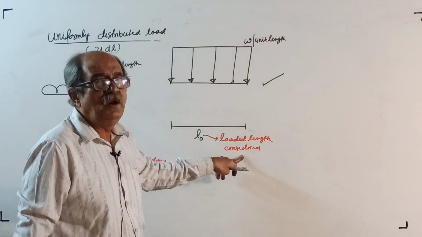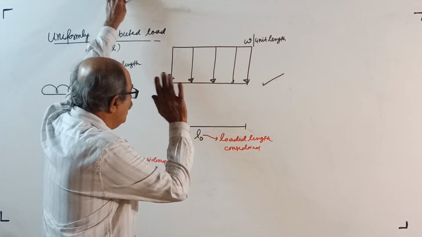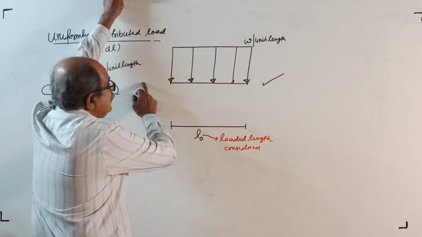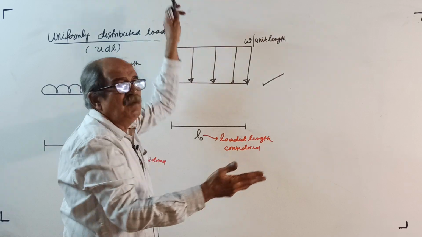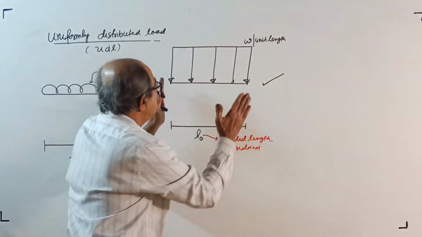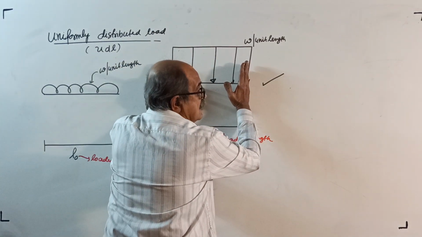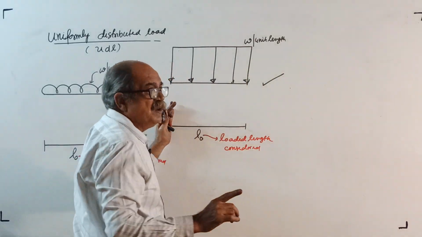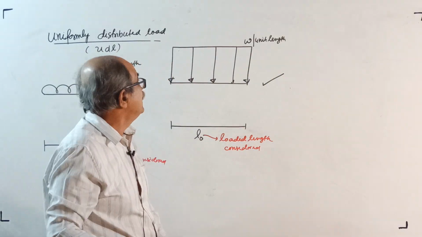L0 is the loaded length considered. We want that L0. Who knows? The UDL may go further in length, but we are not bothered. Somebody wants it for this much length. Okay. You consider L0 is the loaded length considered. Repeatedly I am telling.